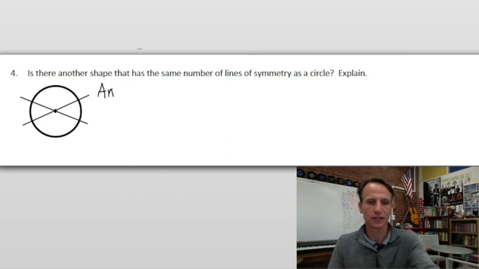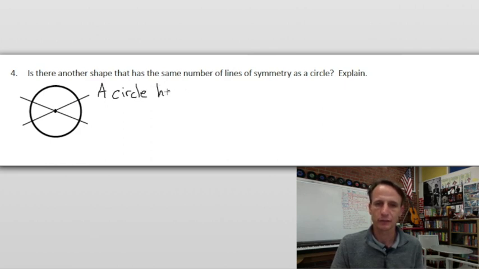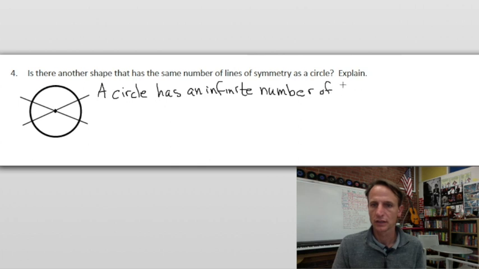A circle has an infinite number of lines of symmetry.